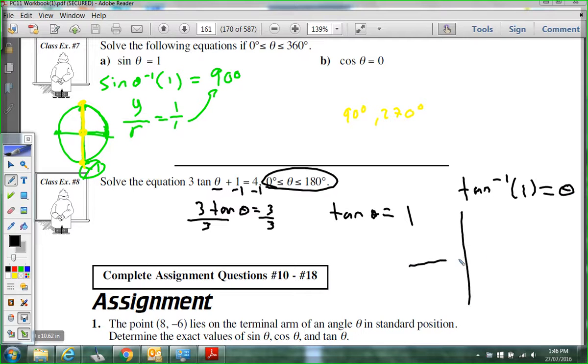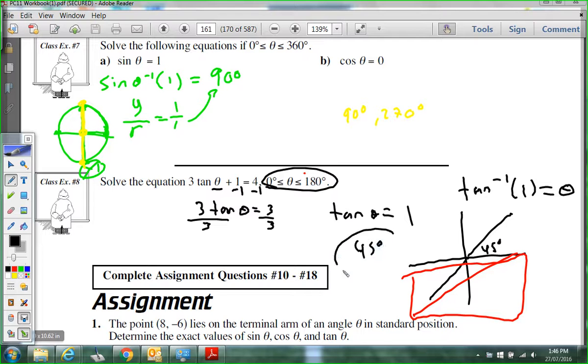And where's tangent positive? Tangent is positive here and here. However, this section right here is past 180, so it can't happen down there by our restrictions. So we're going to come back up here. It's simply just going to be 45, which is the reference angle you're given. So your answer for that equation would be 45.